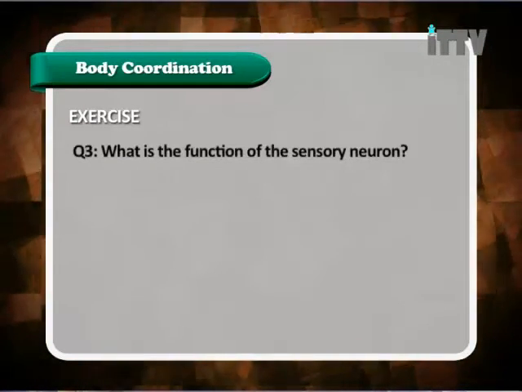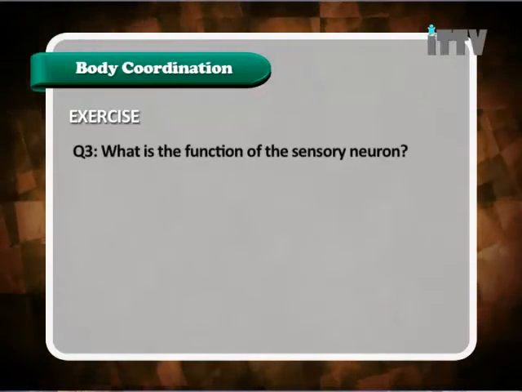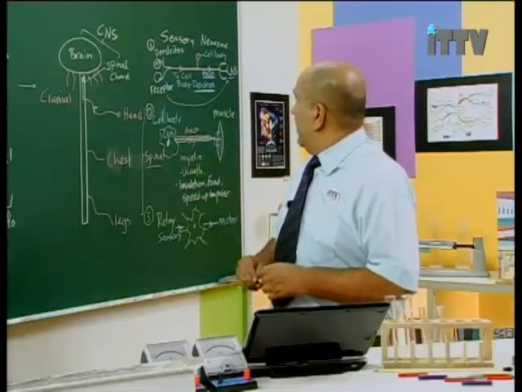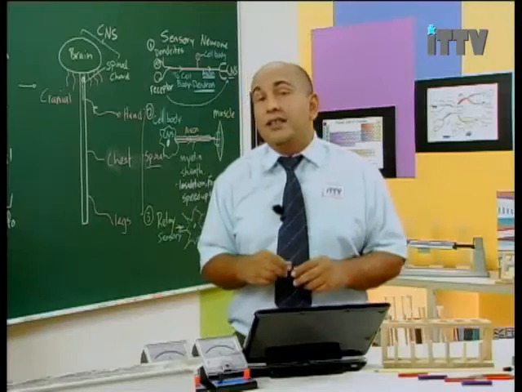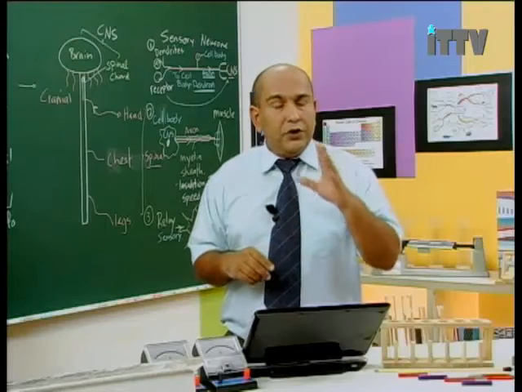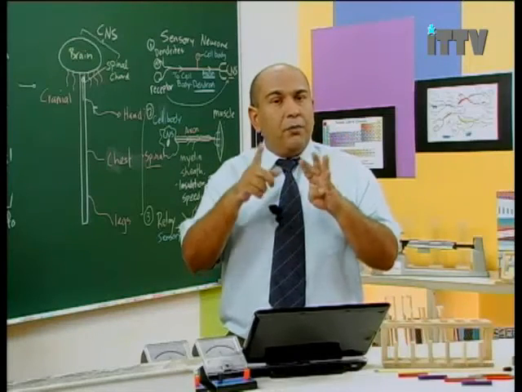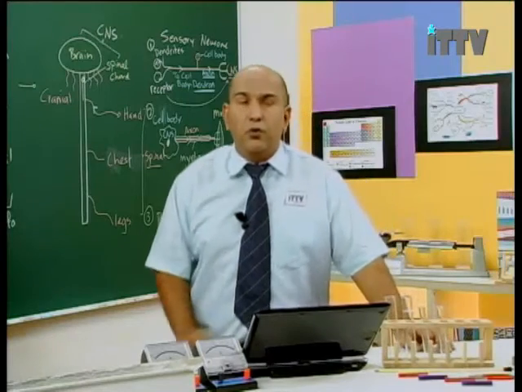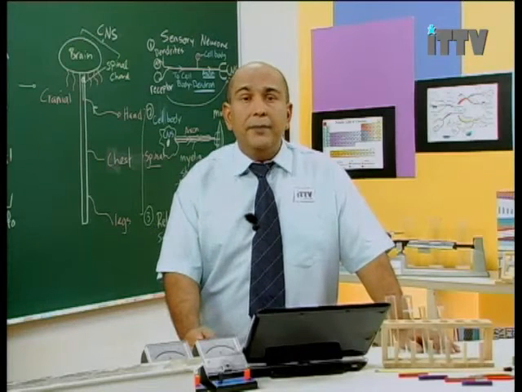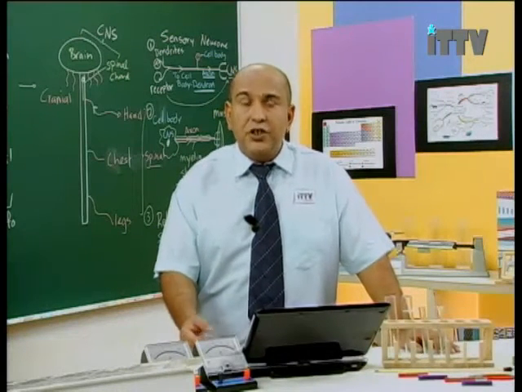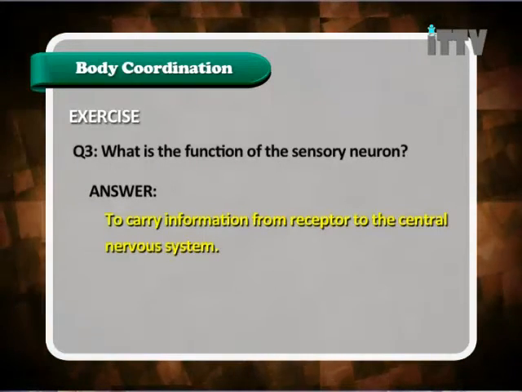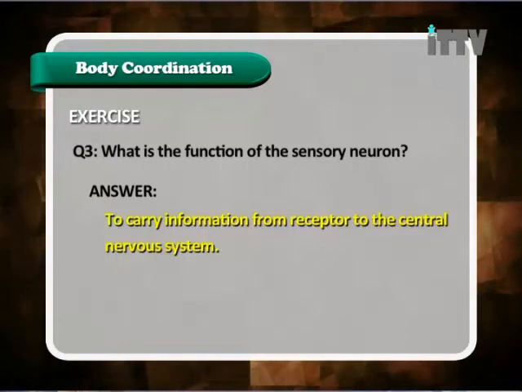Question: what is the function of the sensory neuron? So now we're talking about the sensory neuron, which we looked at over there. Now the key here is that you understand what the sensory neuron does. Make sure you're clear about it. Make sure you know where the impulse is coming from and where it is going. That's what we really want to know. Write it out. No thinking. Write it on the paper. Have you done this? Let's check the answer. Answer: to carry information from receptor to the central nervous system.